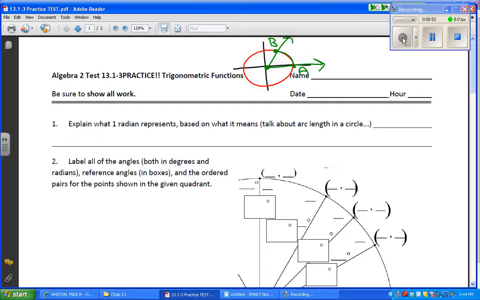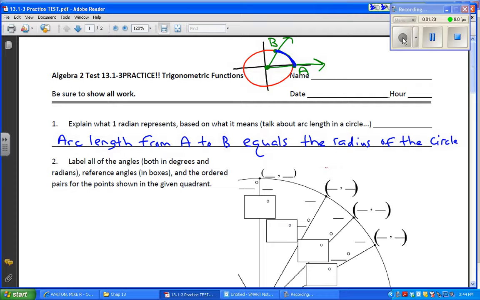the idea for a radian was that the arc length, the actual curved arc length from A to B, had to equal the radius of the circle. So when that happens, again, that arc length from A to B, if we were able to straighten that out, and if that was the same as the distance from A to B, which is the radius, the angle that got formed there inside here, that would be a 1 radian angle.